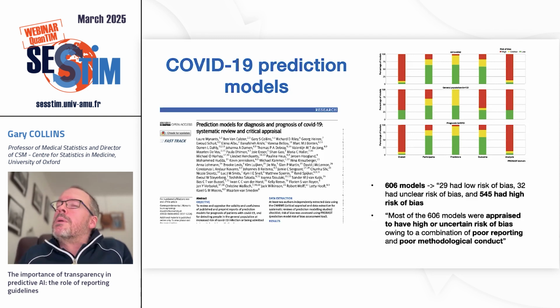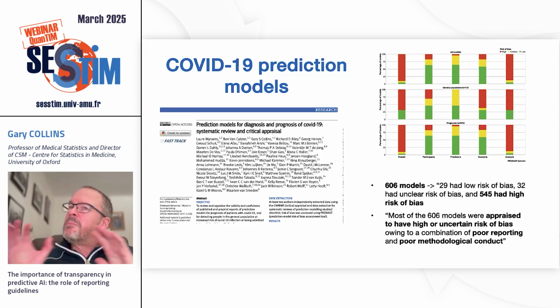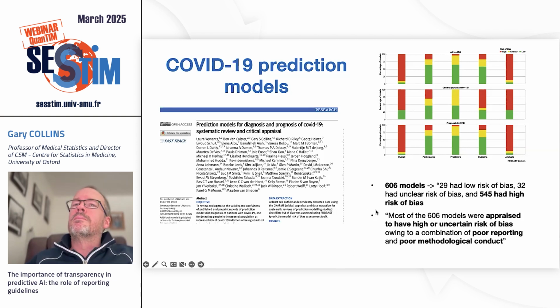So there were problems in the methodology. And there's a small handful that were unclear risk of bias, so there were concerns around the methodology, but also some concerns around reporting. So at a time when models could have had an influence, to divert patients into ICU or not, or help prognosticate, these models weren't great. Out of 606 models, only 29 could have even a modicum of recommendation to be used on patients.